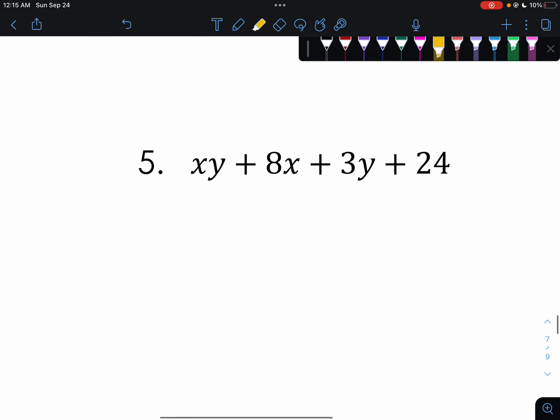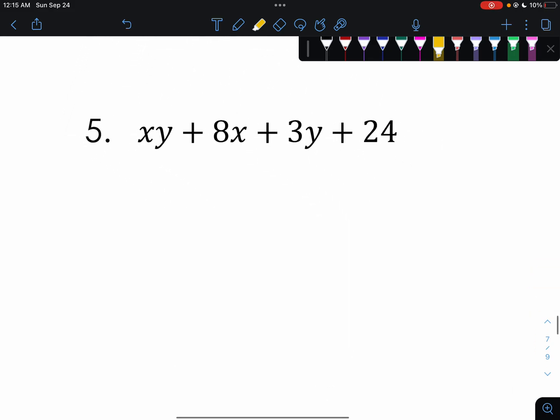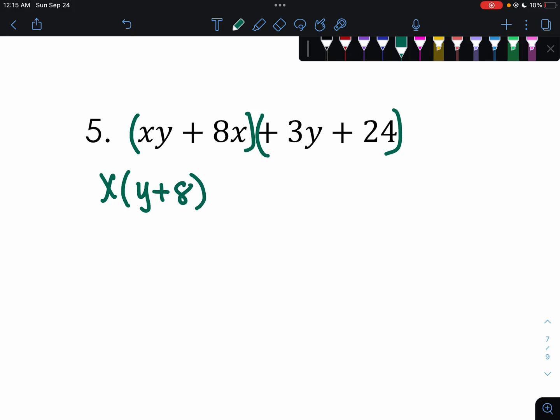Looking at this next one, we see that now we have 4 terms. So when we have 4 terms, the only thing we know how to do is to factor by grouping. So that's what we're going to do. We group the first two together, we group the last two together, and we see what they have in common. So my first group, it looks like it just has an x in common. So that leaves me with a y plus 8. My second group looks like it has a 3 in common, and that leaves me with a y plus 8.